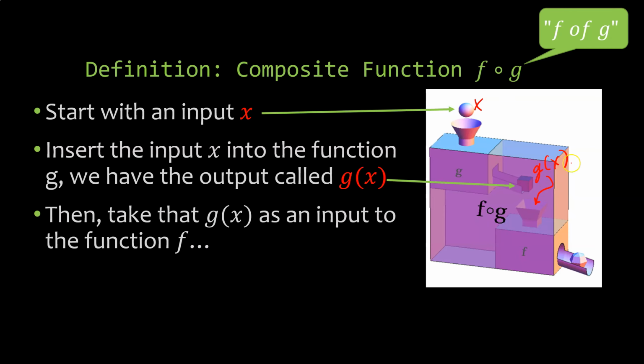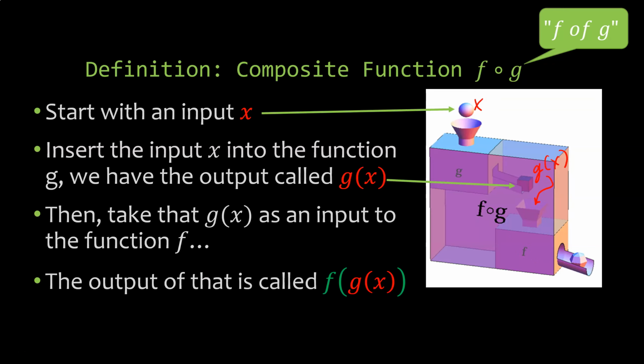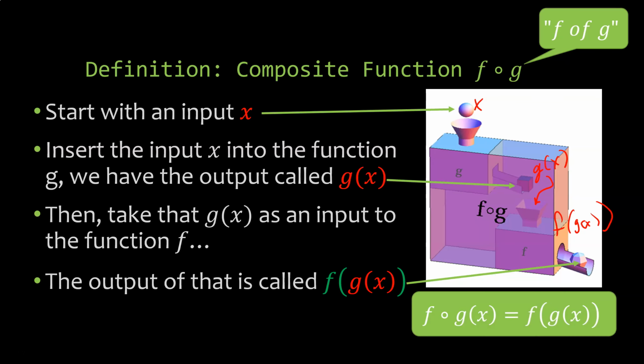If we take g of x and use it as an input to insert into the function f, what do you think we're going to get out? f of g of x, right? f is our function and the input is g of x. So we call the function f of g of x: f is the function, the input is g of x.